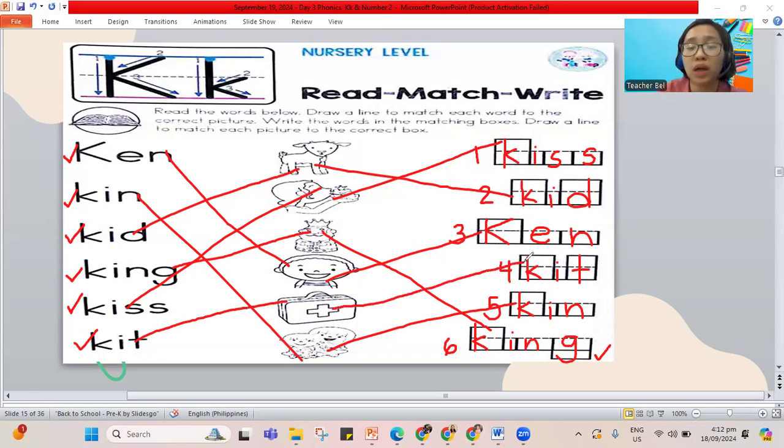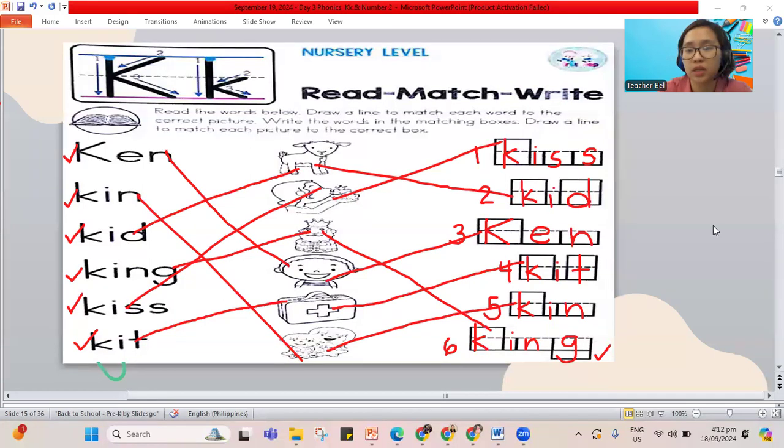So we found all our words that begin with K. We match them to the right picture. Now, if you're not yet done with the work, pause the video. Play it again once you're done. Are you done with the work? I'll be moving on to the next page.